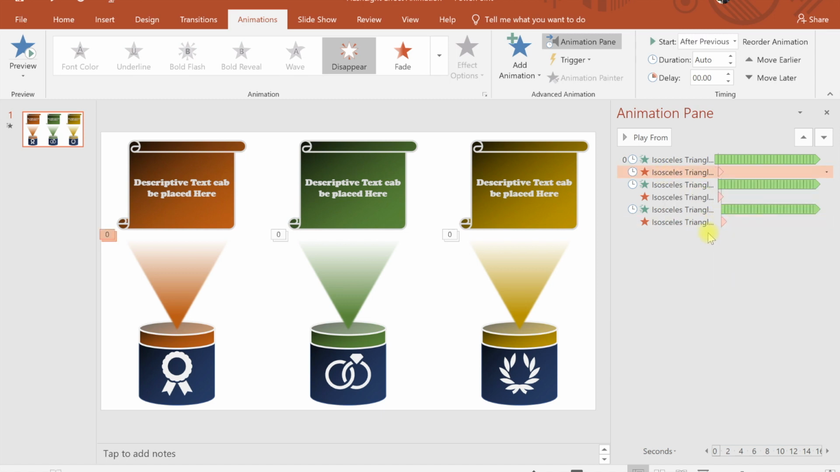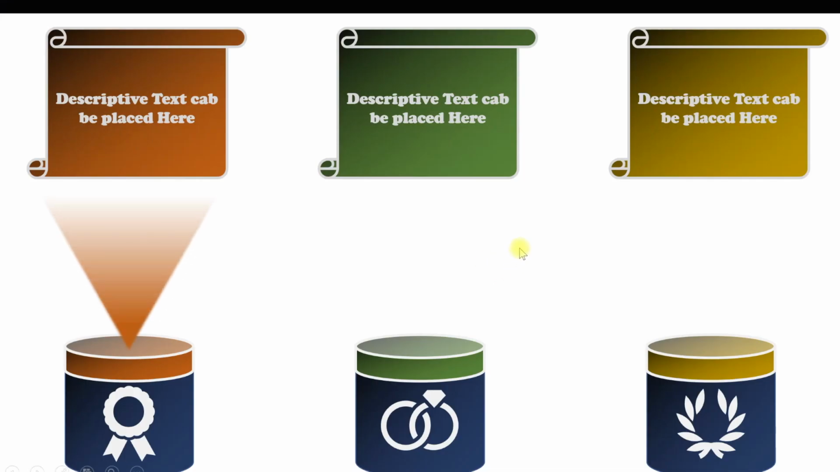So this also needs to be corrected. I have corrected this. The exit ones need to be started with the click and the other ones are going to be started with previous. So we have played this. It is going to look like this, the second, and then when I click, the third one.